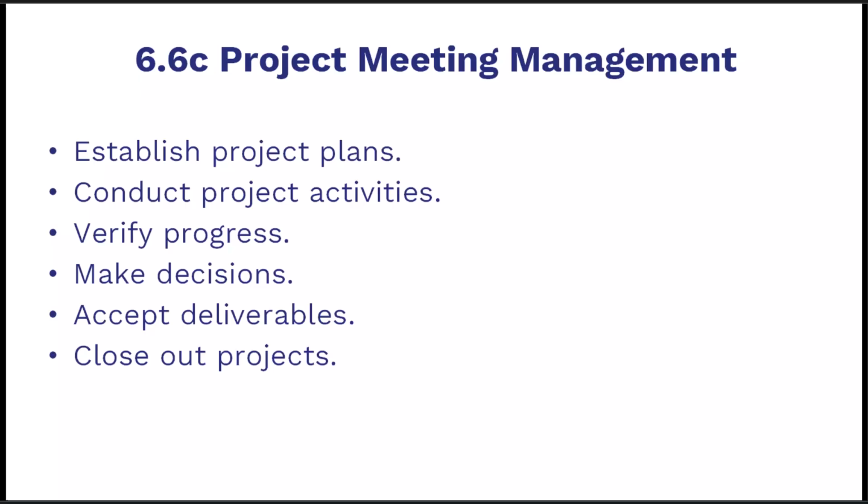6.6c. Project Meeting Management. Run meetings to move the project through its life cycle, never just to talk. Use them to establish plans, coordinate and execute activities, verify progress against schedule, cost, and quality, make decisions with named owners and due dates, formally accept deliverables against criteria, and close out by confirming completion, capturing lessons, and releasing resources. Always set an agenda, time box, record decisions, and track actions.